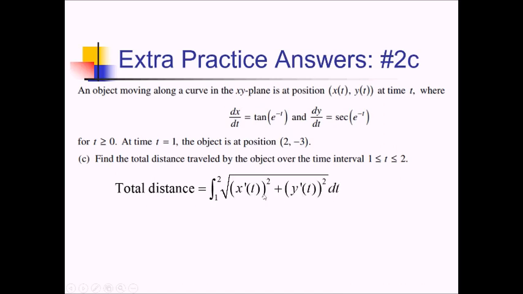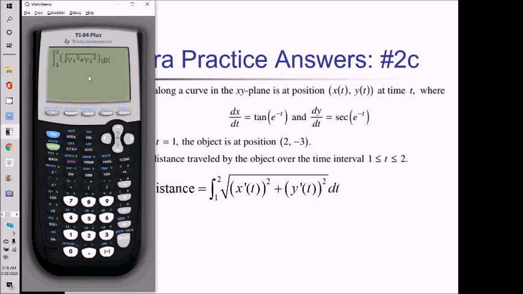And since x prime and y prime are already defined up here, I can just plug this whole thing into the calculator. So here's what the setup on my calculator looks like. Integral from 1 to 2, square root of, and x prime squared is really y1 squared on my calculator. Y prime squared is really y2 squared. And we use an x instead of a t. Our calculator figures it out because we did everything in terms of x. That does the same thing as t is going to do down here. So pressing enter, total distance is going to be 1.059.